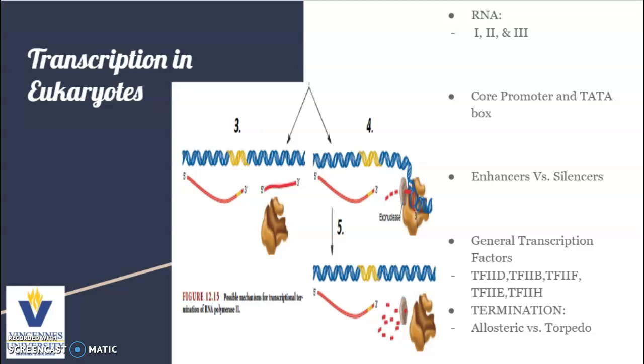So the allosteric model and the torpedo model are very similar to each other, except that the exonuclease kind of breaks up the other section of the RNA in the termination process.